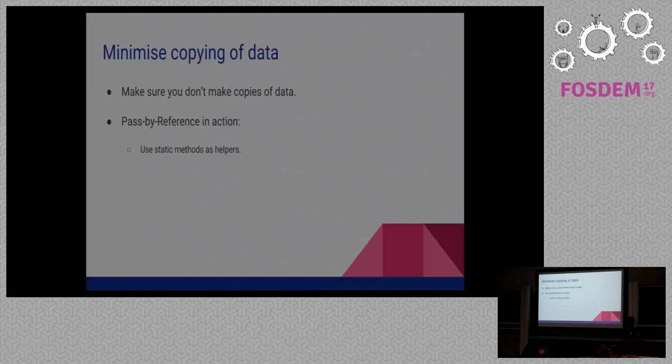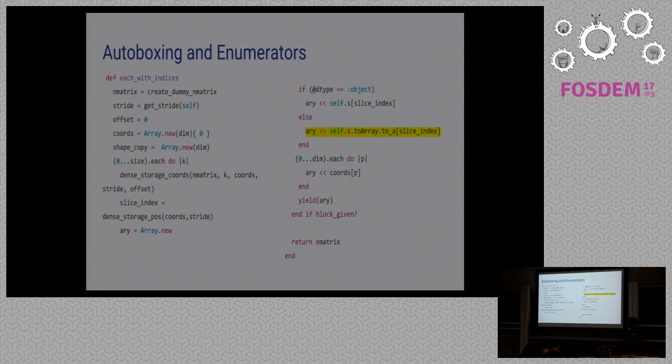Next is minimizing the copying of data. As we had heard in the previous talk from Charles, JRuby takes more memory. Can you go back one slide? Yeah. So what does that statement in yellow actually do? Basically, we take the storage and build an enumerator, where each with index, we get elements defined by indices, and if blocks are passed, I want to do some computation with it. So I convert this storage to an array, then I take the slice index and push it into this array. And here we start losing values.